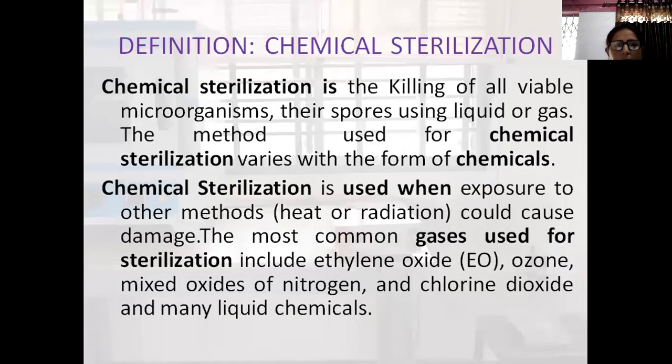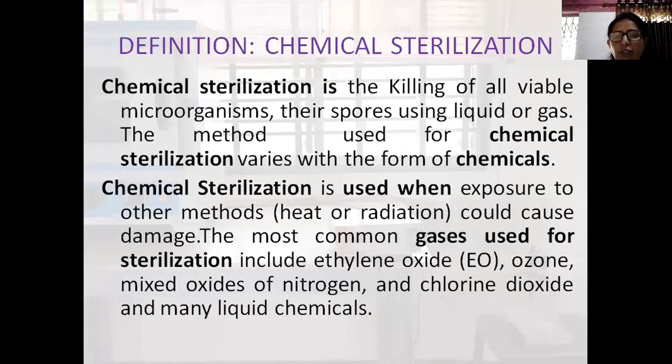The definition of the chemical sterilization is no other than the physical sterilization. Only it involves the use of chemical agents. Chemical sterilization is the killing of all viable microorganisms, their spores, using liquids or gas. The method used for chemical sterilization varies with the form of chemicals. Which type of chemicals we are using? Either it may be a liquid chemical or a solid or a gaseous chemical.